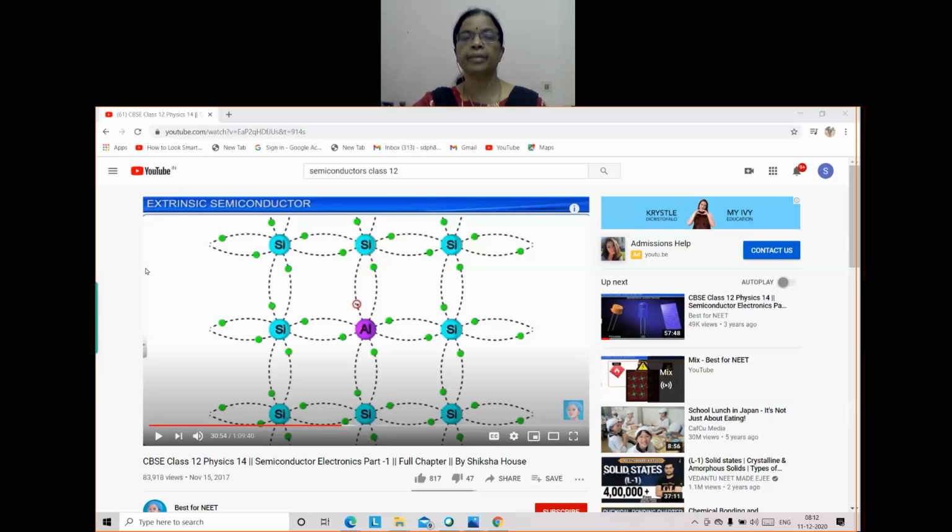It becomes an extrinsic semiconductor. So what is an extrinsic semiconductor? When impurities are added to a pure semiconductor, when impurities are added to an intrinsic semiconductor, it becomes an extrinsic semiconductor. And we have seen there are two types of extrinsic semiconductor. One is p-type and the other is n-type.